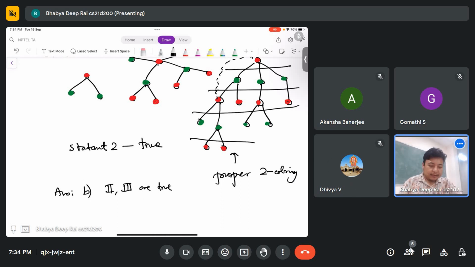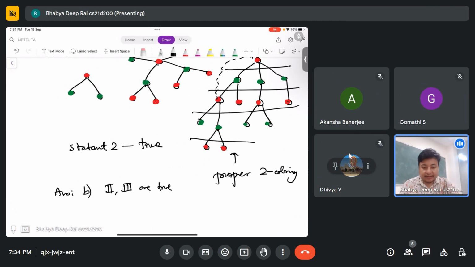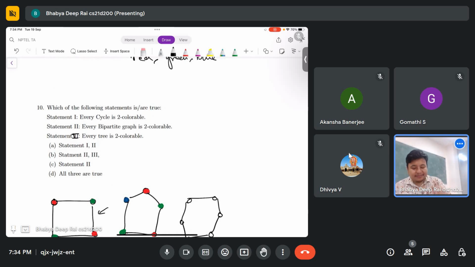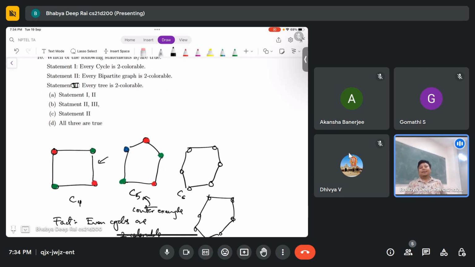Okay, let me see the answer. Yeah, Akanksha and B. So Divya said all 3 are true. Yeah, so Divya, the problem was in statement 1. Okay, I hope it's clear. In statement 1, if you consider a cycle with odd number of vertices, then Divya, now clear, sir. Okay, good. Yeah, if you take an odd cycle, then you can see that it's not two colorable.